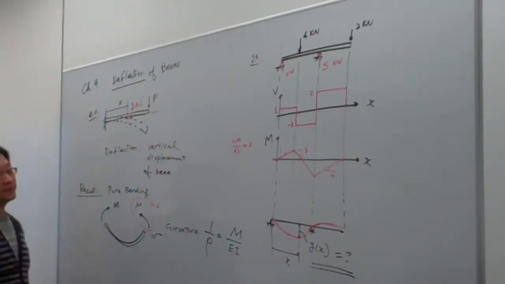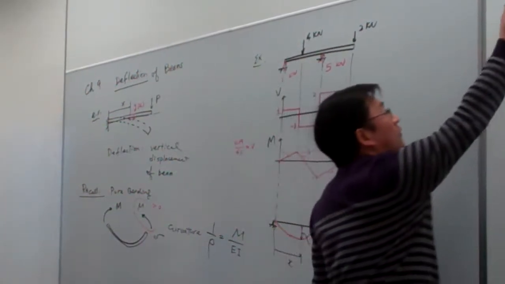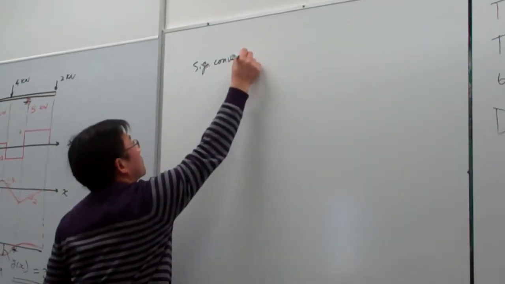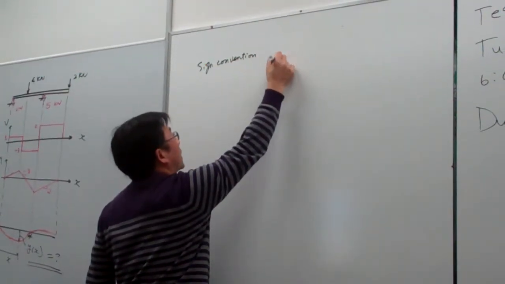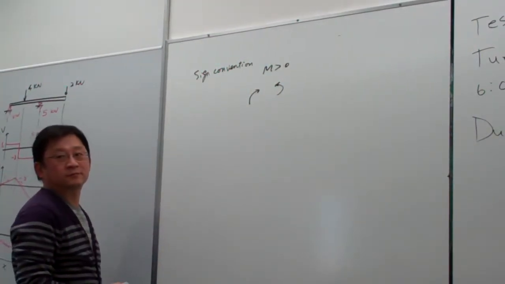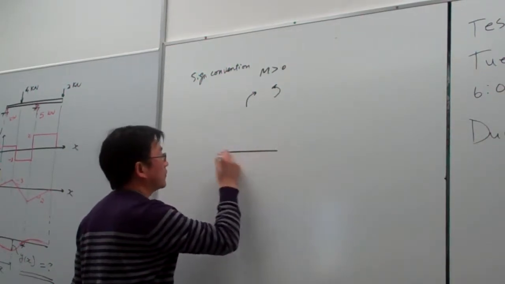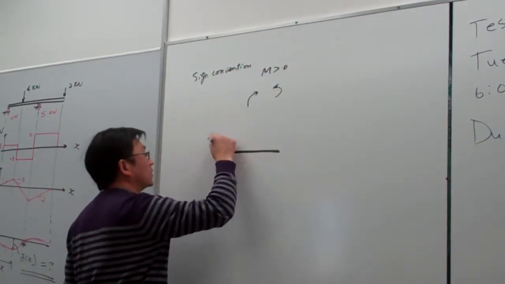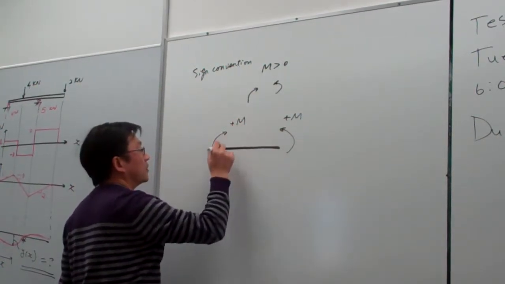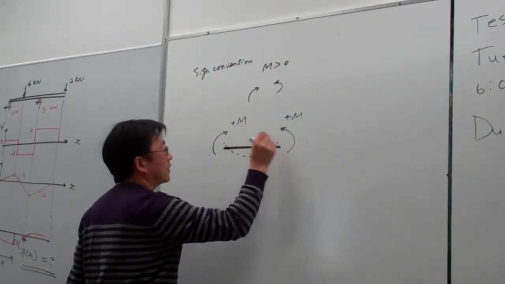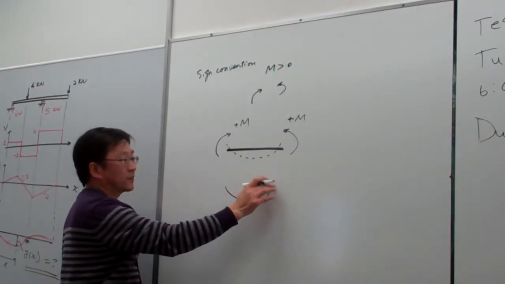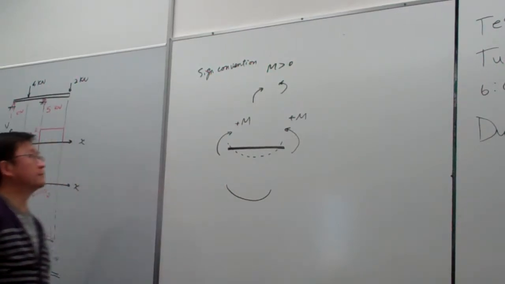So again, for our sign convention, M is positive when the moment is applied like this. Okay, so once we have the beam, and the beam is under, for example, positive bending, then the beam will be curved like this. So the curve up corresponds to the positive bending. Okay. Yeah. Okay.